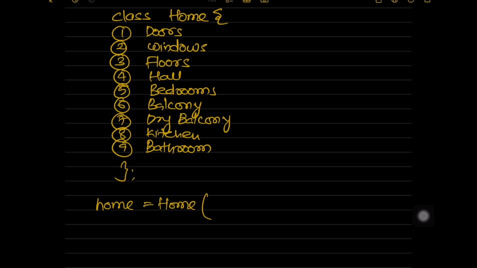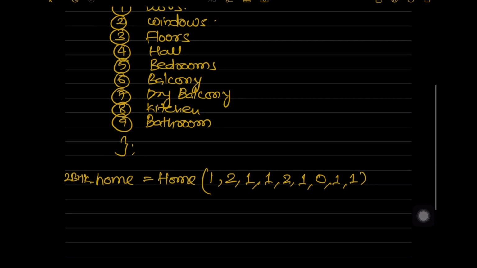Say we have one door for the entry. For the windows, say we write it as a 2 BHK home, and for each room we have one window, so there are two windows. Then floors, say it's only one floor. Hall, there is one hall. Bedrooms, there are two bedrooms. Balcony, say there is one balcony. Dry balcony, there is none. Kitchen, there is one. And bathroom, say just one bath, 2 BHK.